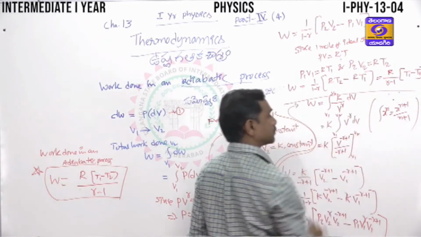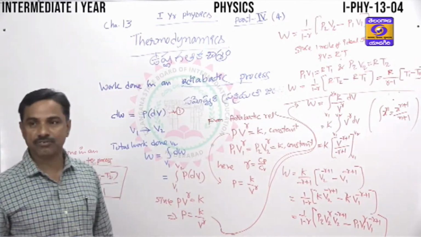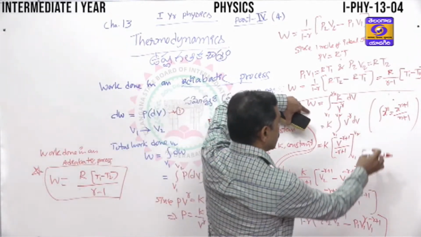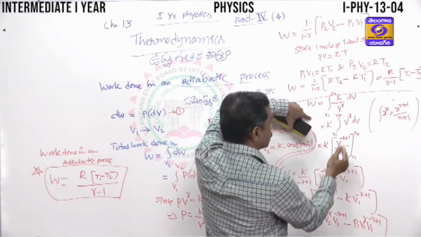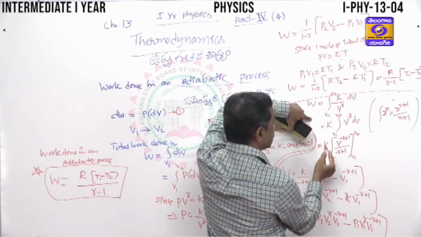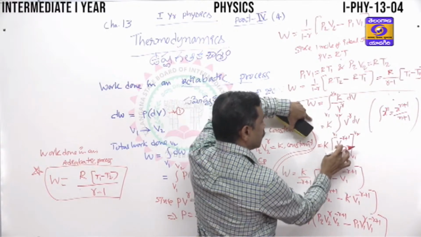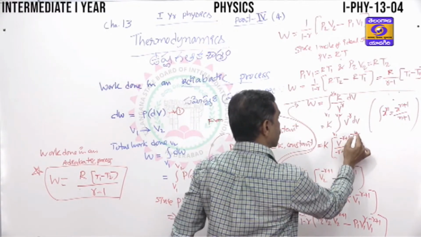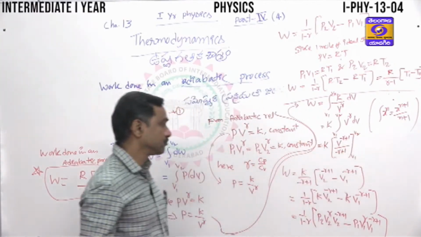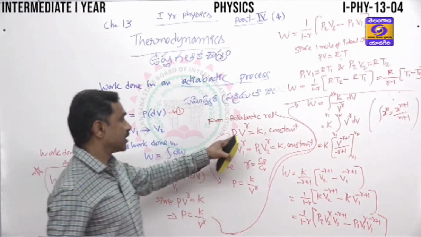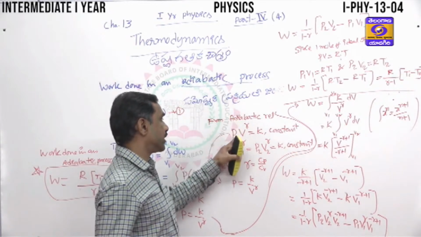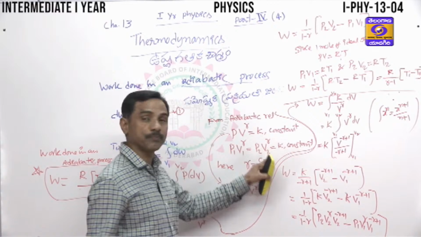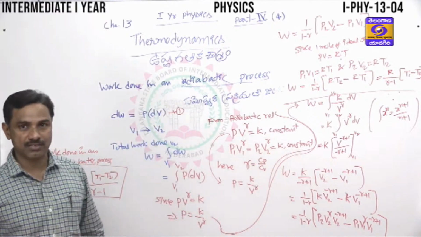Now using the familiar integration formula, x power of n integrates to x power of n plus 1 divided by n plus 1. K is a constant, so you can put it outside the integration. We get V power of minus gamma plus 1 divided by minus gamma plus 1 with upper limit V2 and lower limit V1. Again, as we discussed in the beginning, in the adiabatic relation PV power of gamma is K, or P1 V1 power of gamma is equal to P2 V2 power of gamma, a constant K.